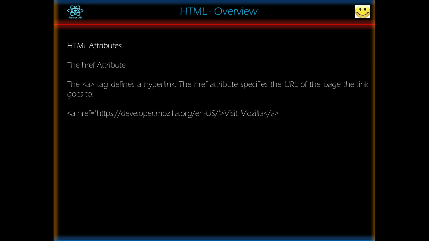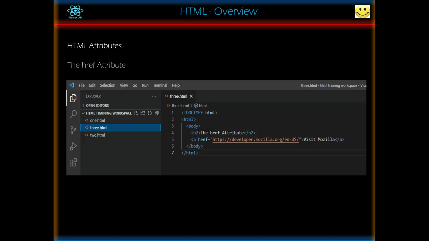So let us see how this particular line works on HTML file. So this is a 3.html file. So you create a 3.html file, then place the content as shown here. So here inside the body you have h2 tag having the text or content or information as the href attribute. The anchor tag, that is A, which is having the attribute href. Href is having the link, and anchor tag is having the text visit Mozilla, right?